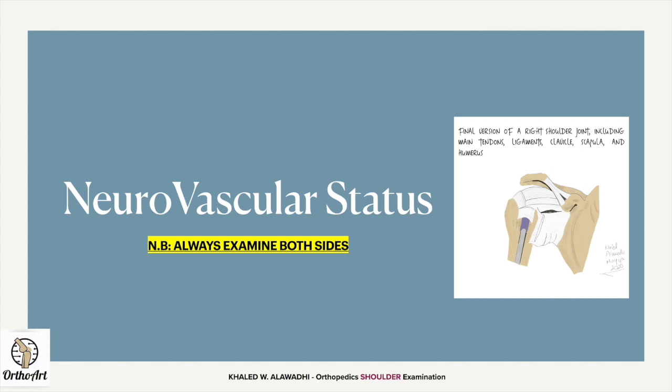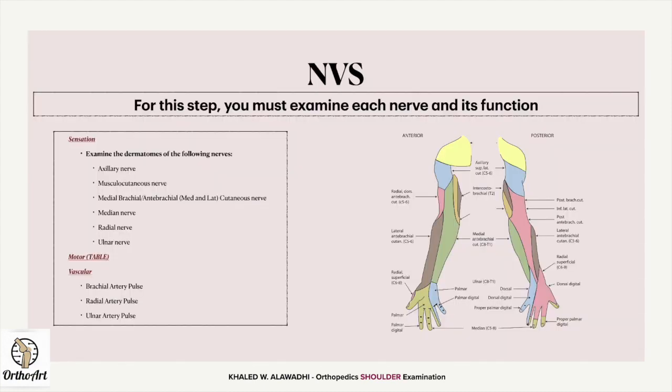Then you check for neurovascular status. In every orthopedic examination, you have to examine each nerve and its function. So for sensation, you have to examine the dermatomes of the following nerves: the axillary nerve, then the musculocutaneous nerve, then the medial and lateral brachial cutaneous nerves, sometimes called the antebrachial cutaneous nerves. These are sensory nerves. They don't have a motor function.